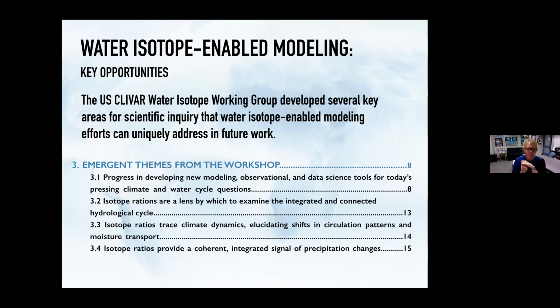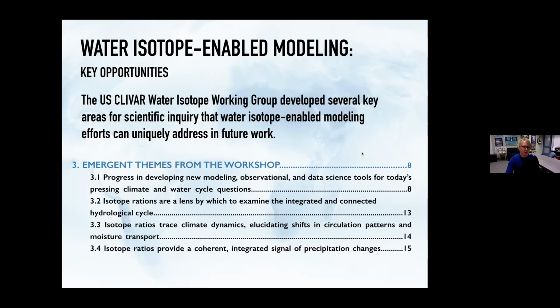So we have progress in developing new models, but also data science tools, which are pushing our water cycle questions forward. Isotope ratios are really a lens by which we can examine the connected hydrological cycle, and that was a big theme we discussed. Understanding large-scale climate dynamics and changes in circulation patterns, and then also changes in precipitation.